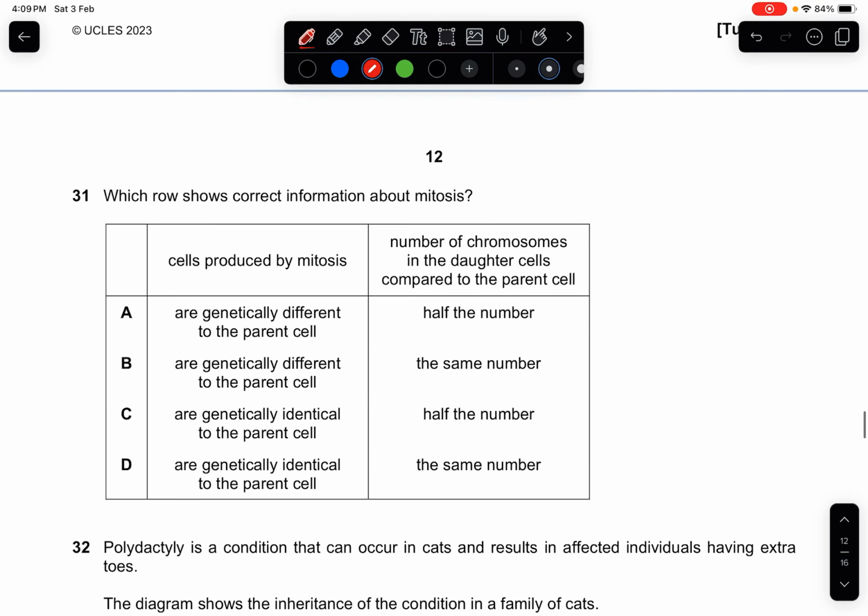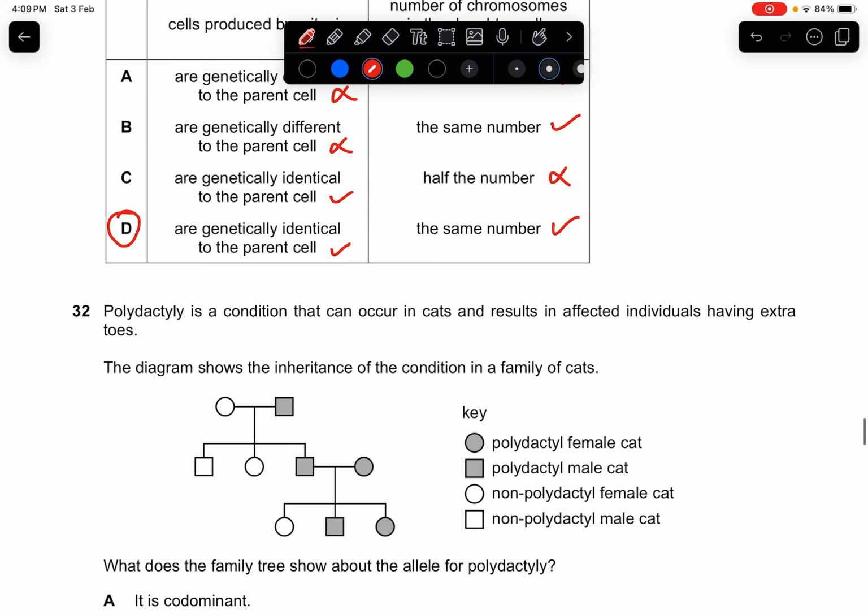Okay, question 31. Which row shows correct information about mitosis? Mitosis gives genetically identical cells. So cells produced by mitosis are genetically identical, so we cancel out anything with different. Number of chromosomes in the daughter cell compared to the parent cell should be the same number. Okay, so the answer is D.